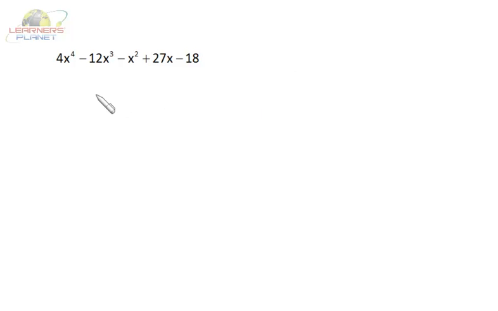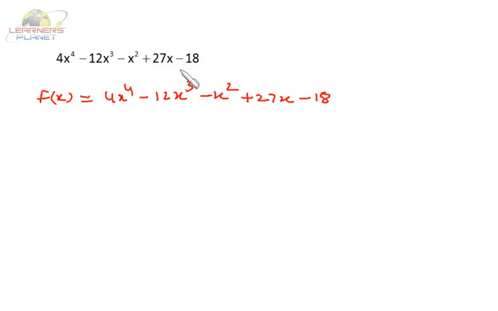Now further, we have a biquadratic polynomial. Let's factorize it. Let this polynomial be f(x). So it's 4x^4 minus 12x cube minus x square plus 27x minus 18. And the factors of 18 are plus minus 1, plus minus 2, plus minus 3, plus minus 6, plus minus 9, and plus minus 18.